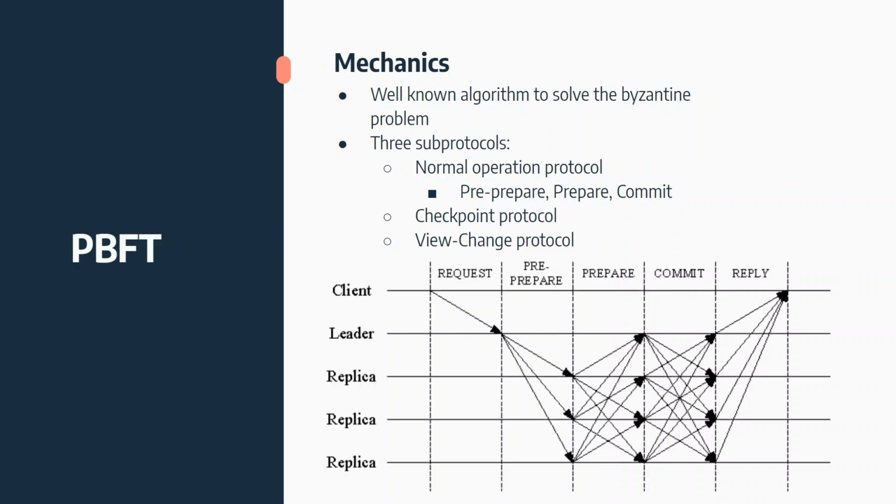In PBFT, there's one leader node and n-1 follower nodes. Each message is cryptographically signed by the sender and verified by the receiver for security. We will assume that there are at most f faulty nodes in a network of size n equals 3f plus 1, which we will refer to as the quorum rule. PBFT includes three subprotocols: the normal operation protocol, the checkpoint protocol, and the view change protocol.